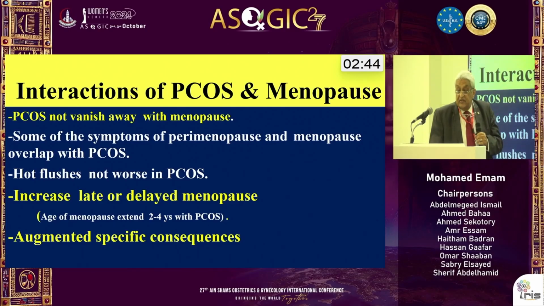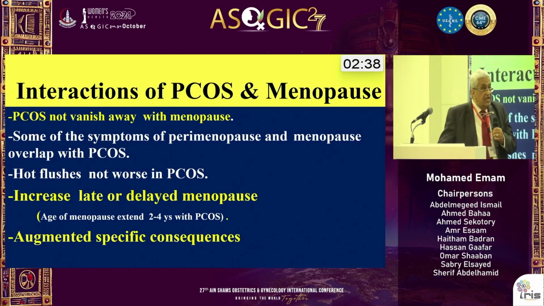There is increased late or delayed menopause. You can confront a case of postmenopause after 3 or 4 years more than we know. The mean age of menopause is about 51. Some females extend the age of menopause to 54 or 55. You should suspect here that she has polycystic ovarian syndrome. And there are augmented specific consequences after that.